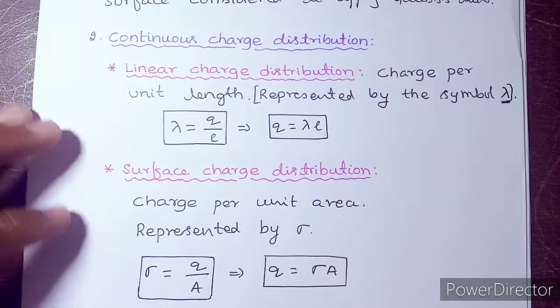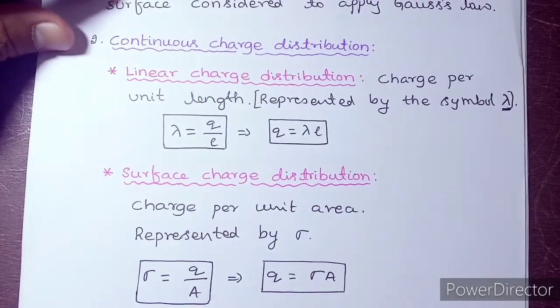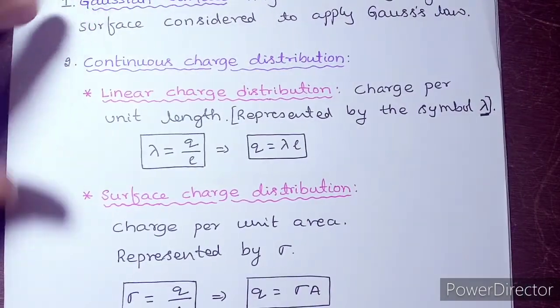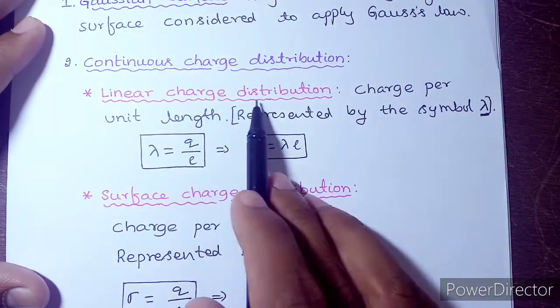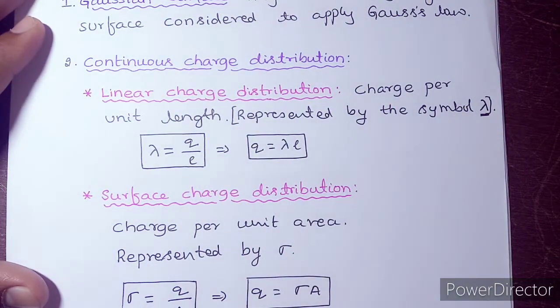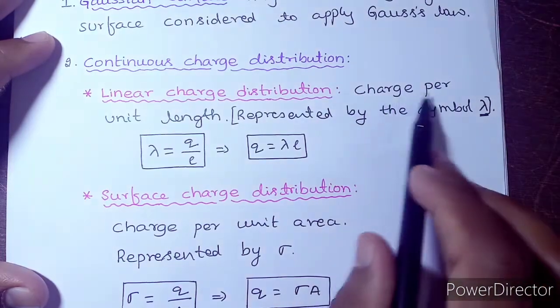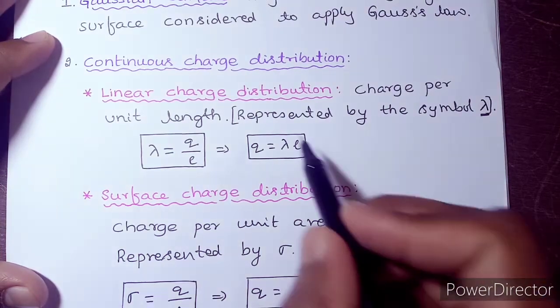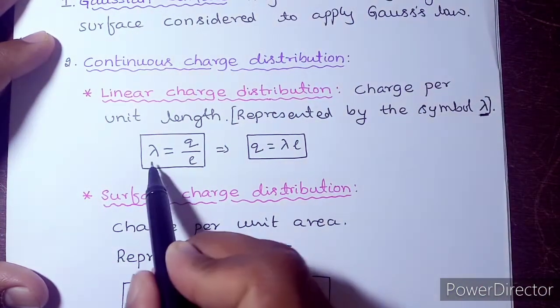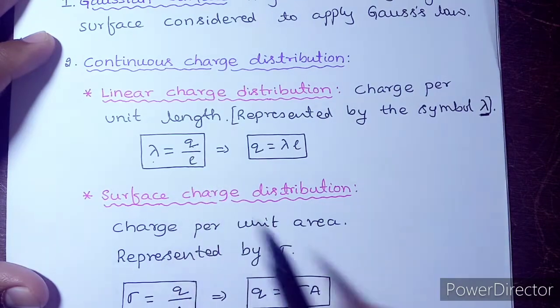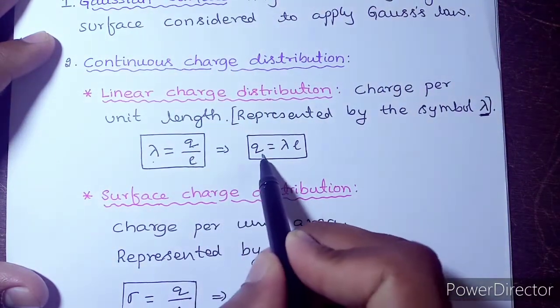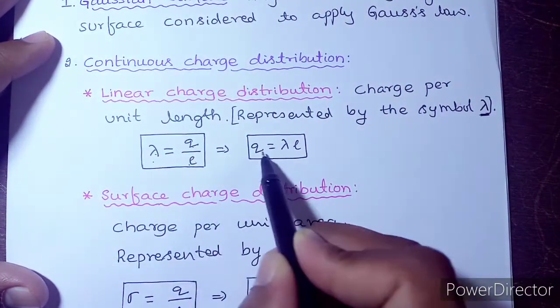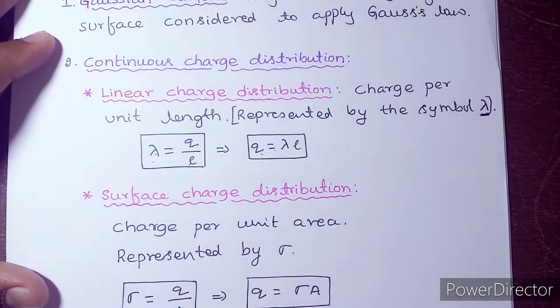Okay. So first one is linear charge distribution. So what is the linear charge distribution? It is defined as the charge per unit length of the conductor. It is represented by lambda. So lambda is equal to charge per length. From that we can get Q is equal to lambda into L.